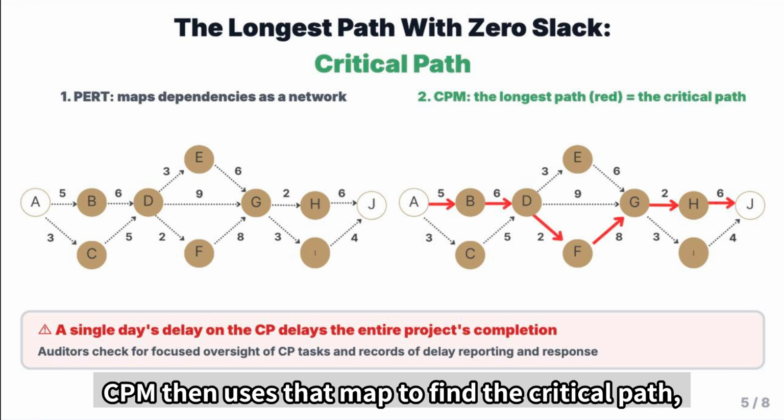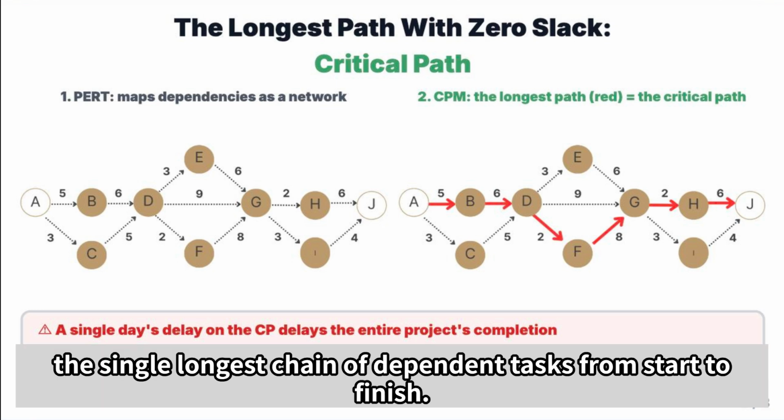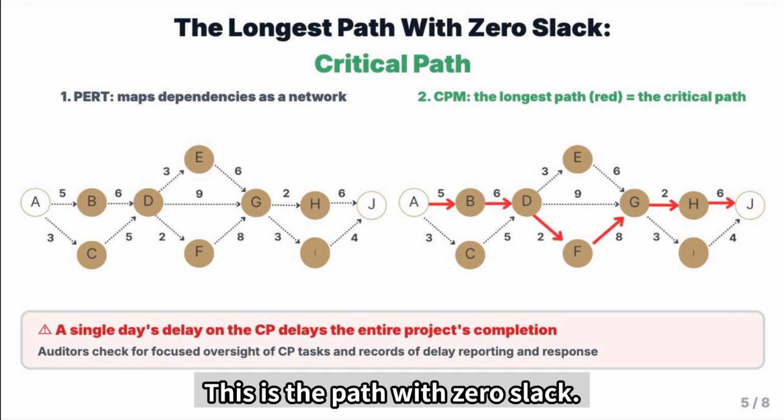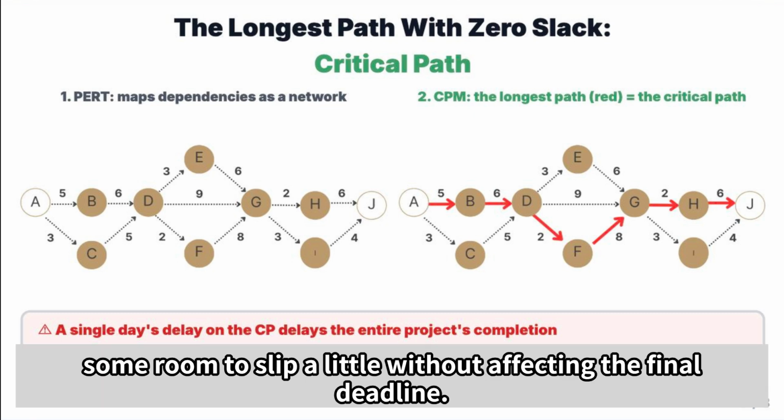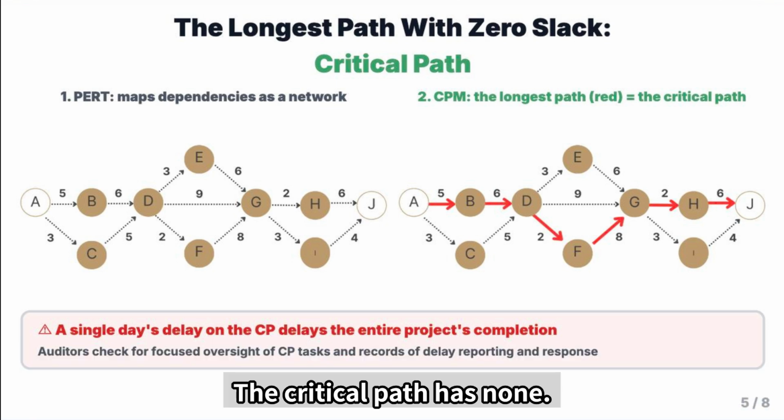CPM then uses that map to find the critical path, the single longest chain of dependent tasks from start to finish. This is the path with 0 slack. Every other path has some float, some room to slip a little without affecting the final deadline. The critical path has none.